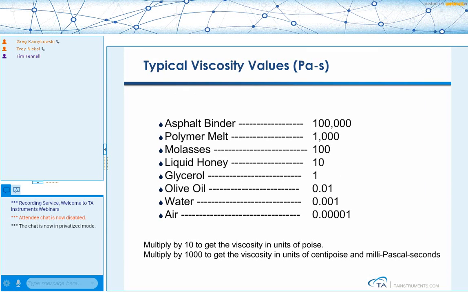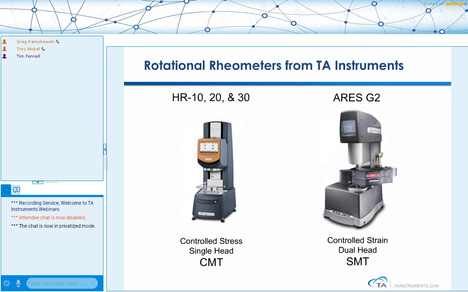So this slide shows a number of materials that we encounter in everyday life, and it shows you the range of viscosities of some common products. The preferred units for viscosity are Pascal seconds, but some people prefer using poise, and in some cases when we're working with low viscosity materials, it's more convenient to use units like centipoise or millipascal seconds. So for example, water at 20 degrees C has a viscosity of 1 centipoise or 1 millipascal second.